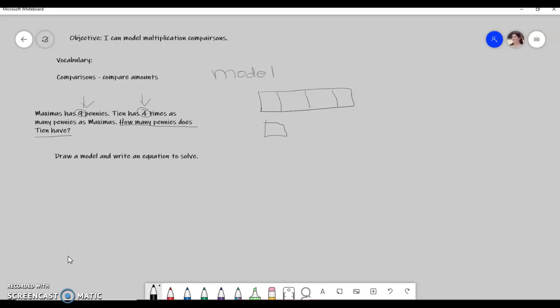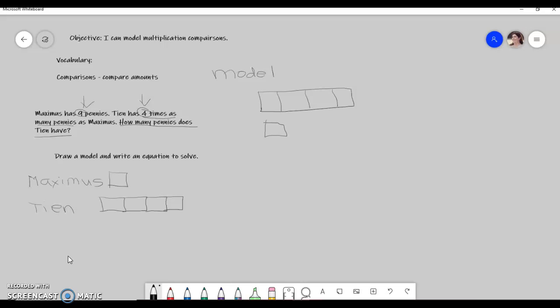Okay, so the two boys' names are Maximus and Tien. And remember, I'm trying to figure out how much Tien has. But it says right here that Tien has 4 times as many. So when you see 4 times as many pennies, that means Tien has 4 boxes because he has 4 times as many as Maximus. And that means Maximus only has 1 box.